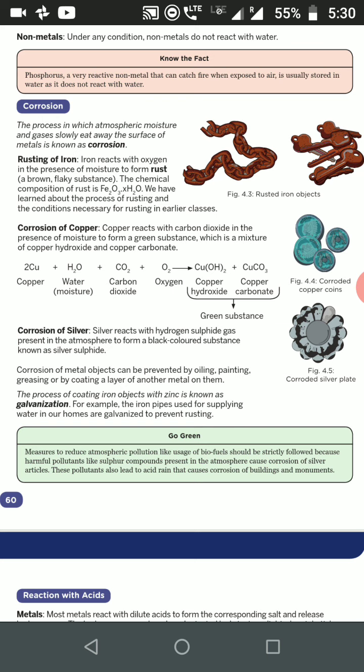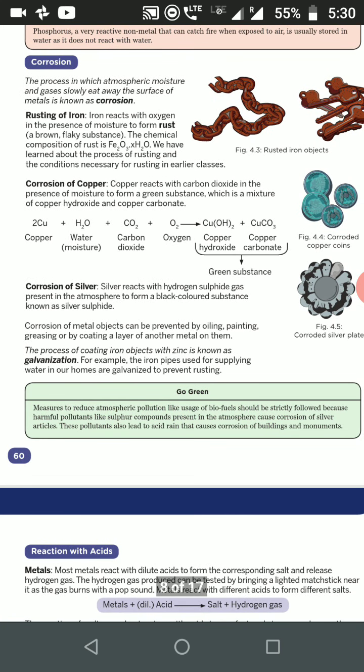Rusting of iron. Iron reacts with the oxygen in the presence of water vapor, which is present in the form of moisture, to form rust. The formula of rust is Fe2O3. This is a brown colored substance. This rusting weakens the iron metal. It eats the iron metal and makes the iron metal weak.